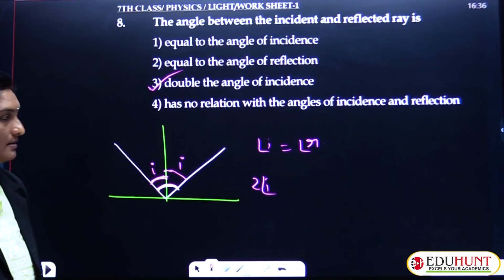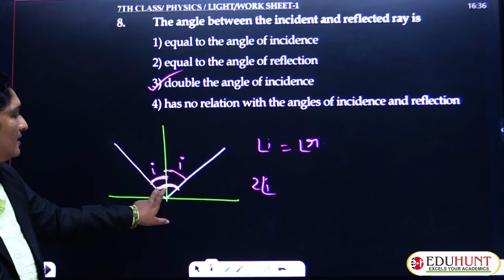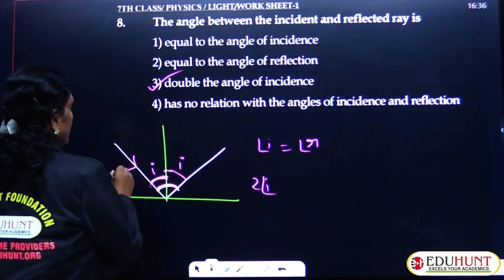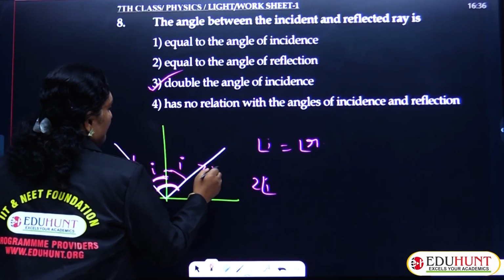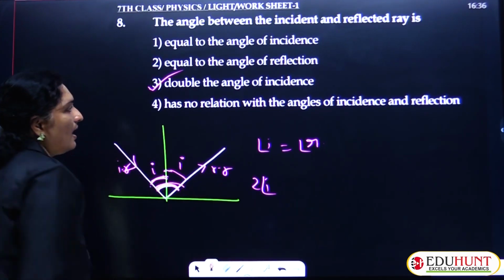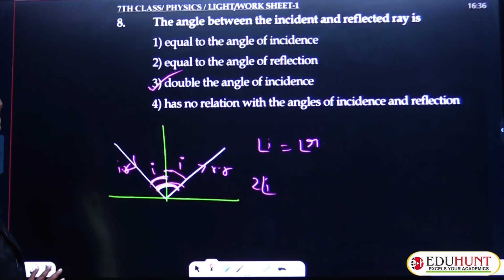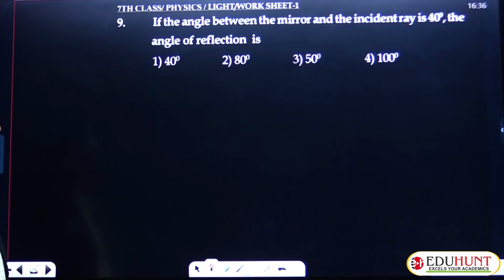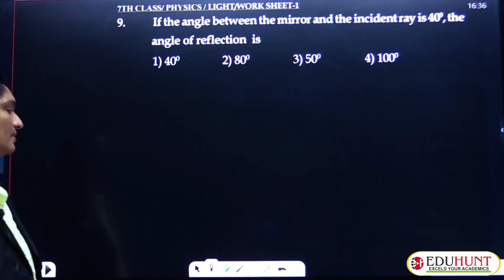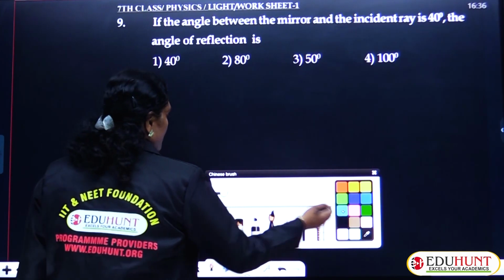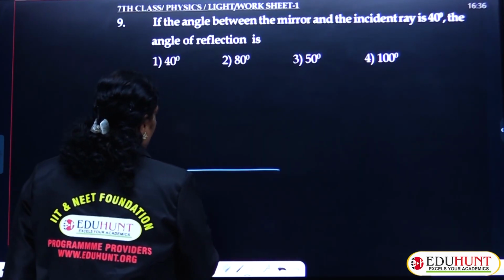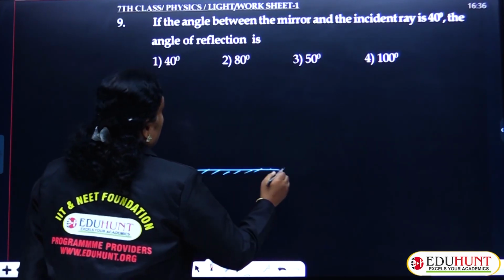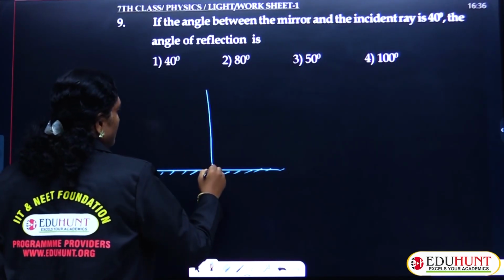Okay, got it? The angle between the incident ray and reflected ray, the total complete portion, is double the angle of incidence. Hence, option 3. Moving to the 9th question. If the angle between the mirror and the incident ray is 40 degrees, let us visualize that. So this is your mirror, and here is the normal drawn to the mirror.